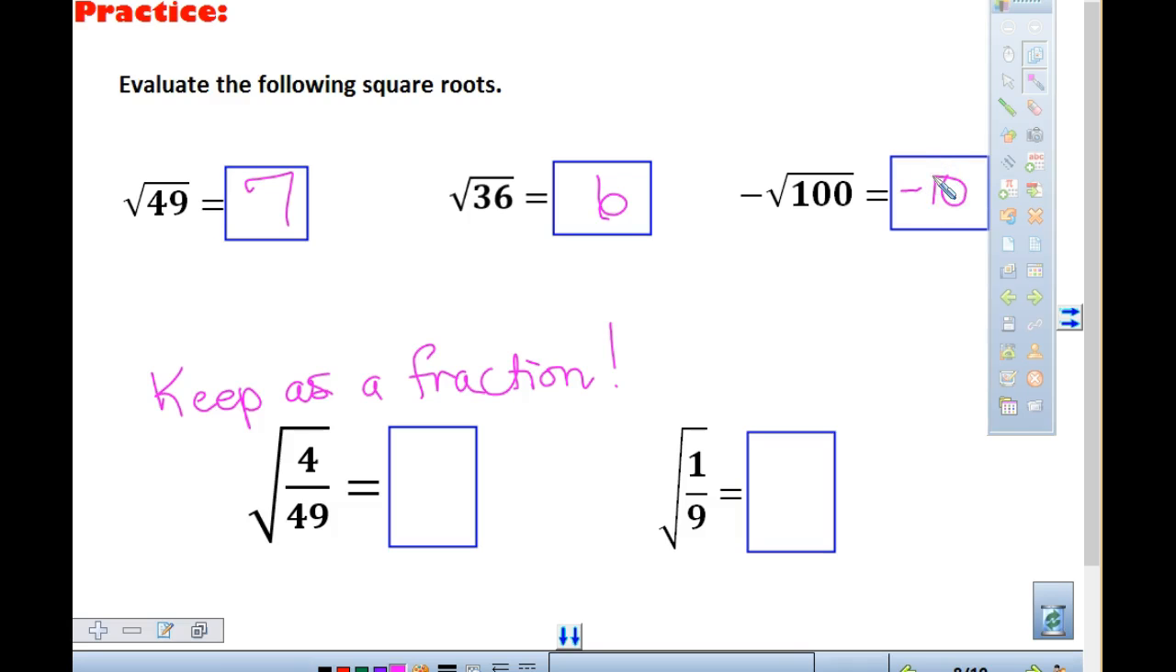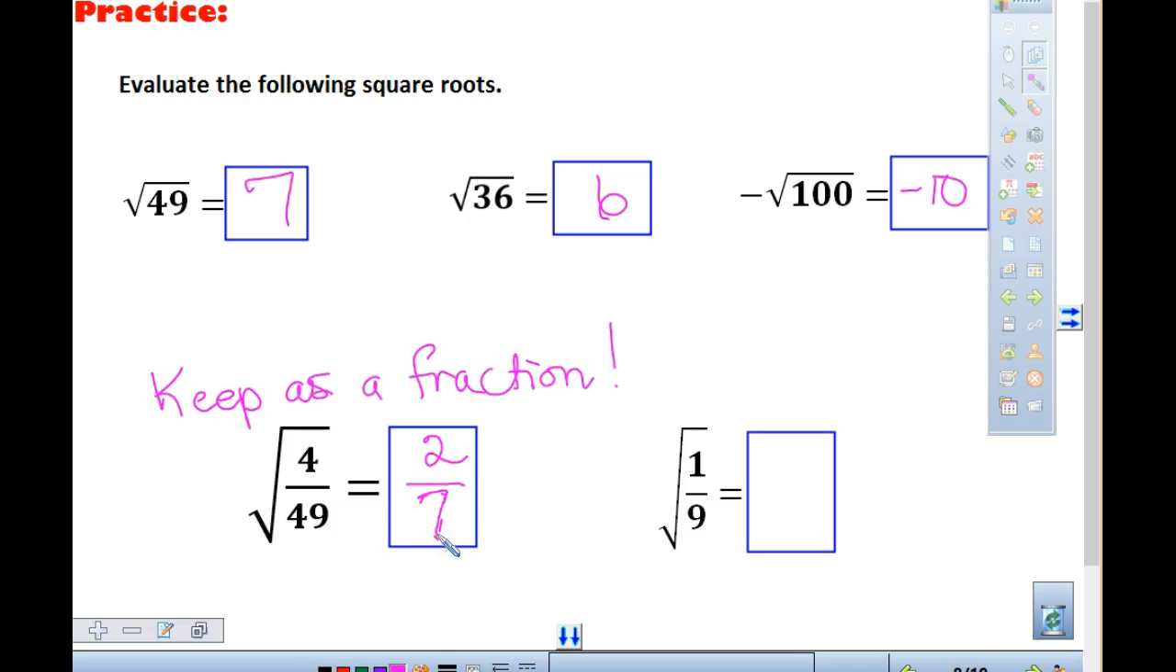Square root of 4 over 49. In the numerator, only the numerator, tell me. Only the numerator, what would you have? The numerator. 2, good. The denominator should be 7. If you haven't done that last one, do that last one now. Keep it as a fraction, right?